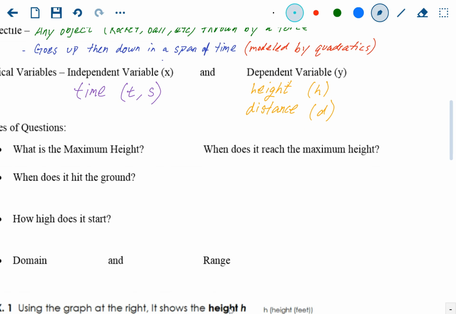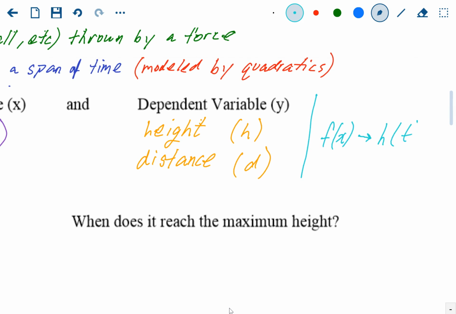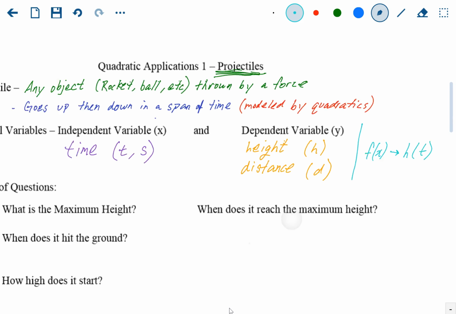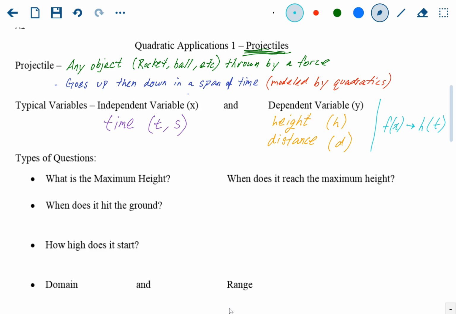So usually we do x and y. Now we're typically going to use h and t, height versus time. So that means instead of writing things as f of x, f with respect to x, it's going to be h of t. You just think of it as the same thing. H of t is f of x, h is y, t is x, same thing.